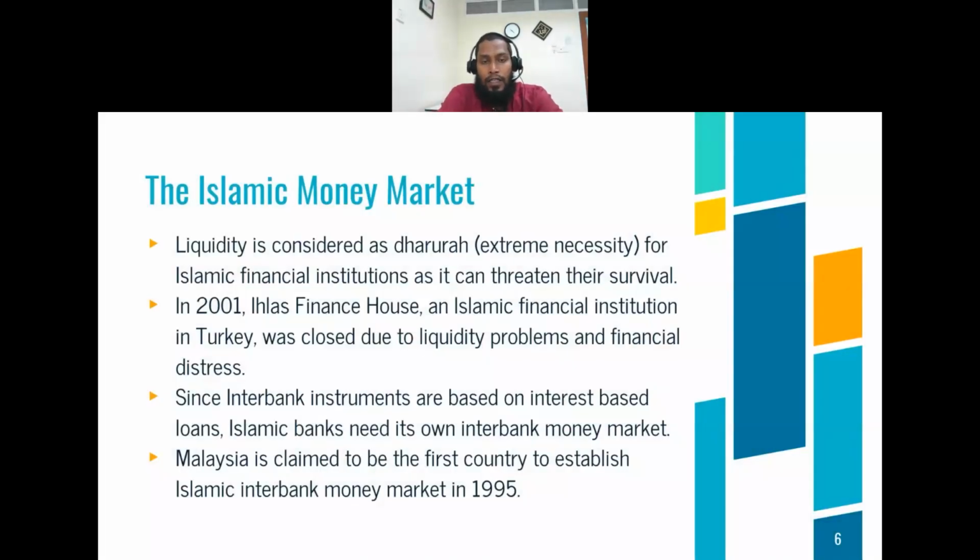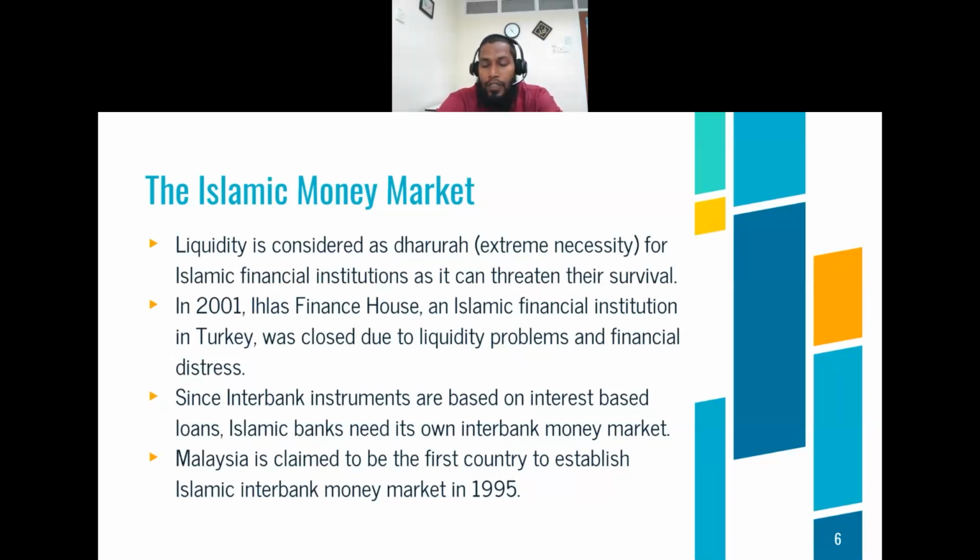Now, why is the Islamic money market important, and how is it different? To begin with, liquidity is equally important for Islamic financial institutions, the same as for conventional ones. It can be called darurah, or extreme necessity. It is like the blood in the human body. Without liquidity, a financial institution cannot function.